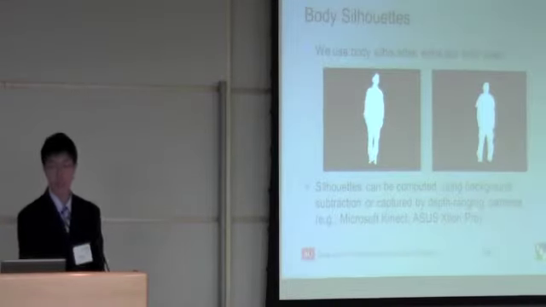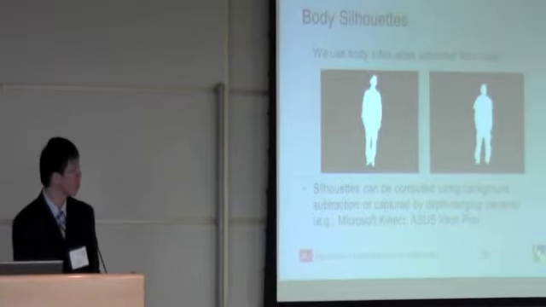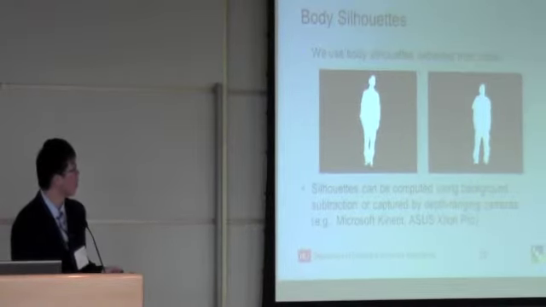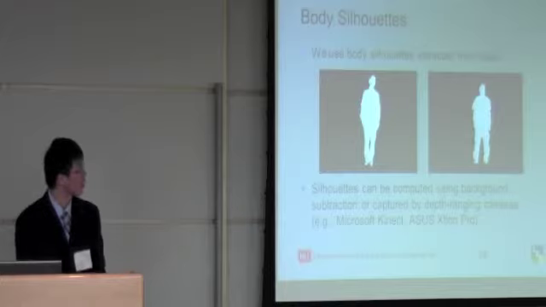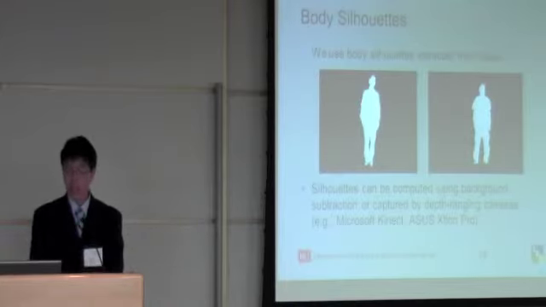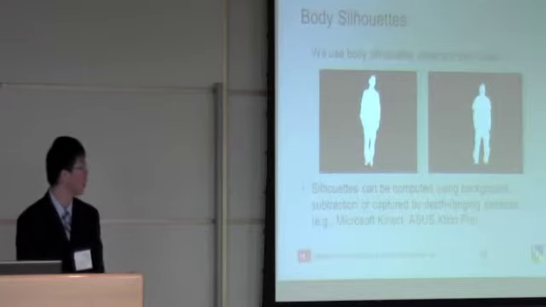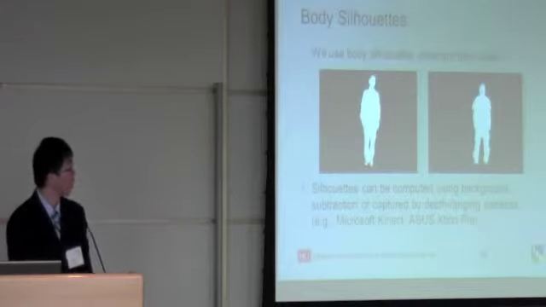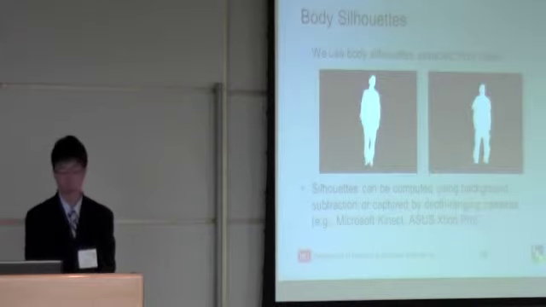We use body silhouettes extracted from videos. As you can see, the human body is masked with white and the background is masked with black. Silhouettes can be computed using a background subtraction algorithm or directly captured by depth ranging cameras such as Microsoft Kinect or Asus Xtion Pro.